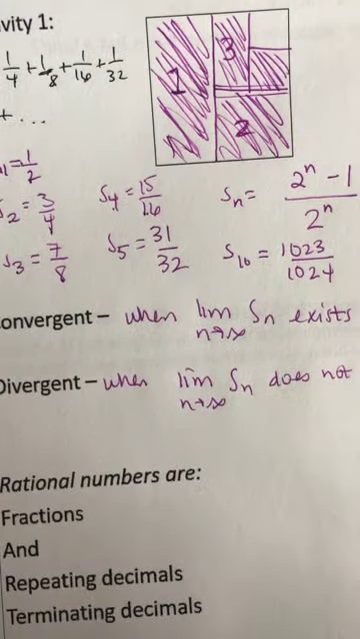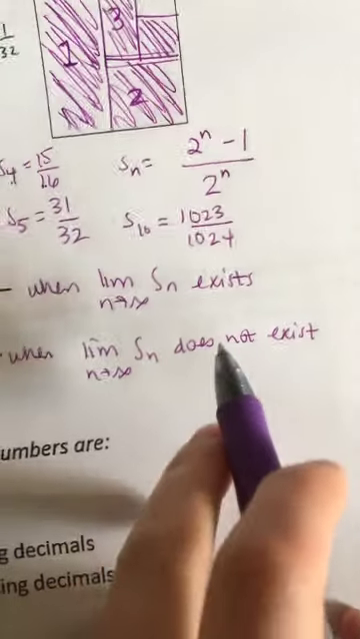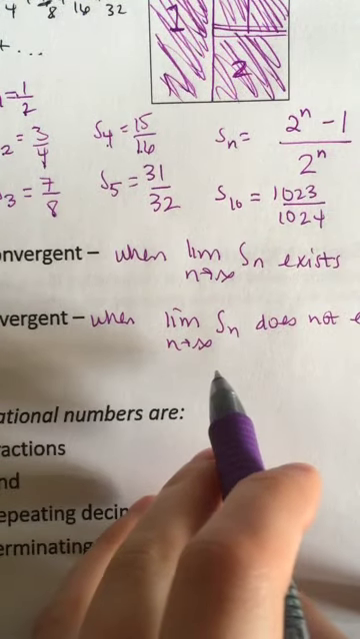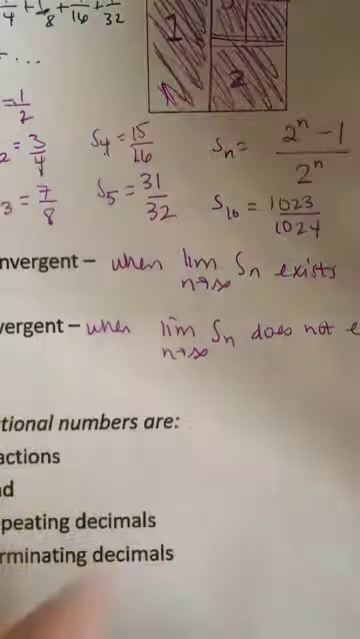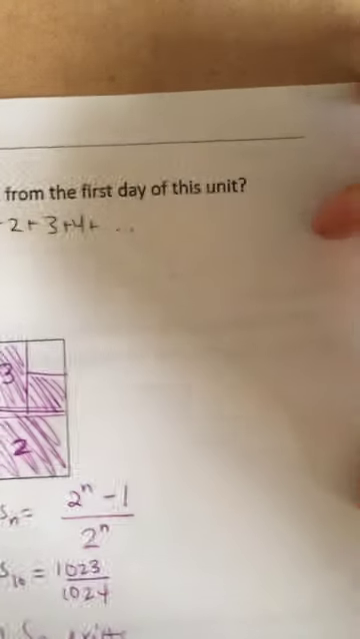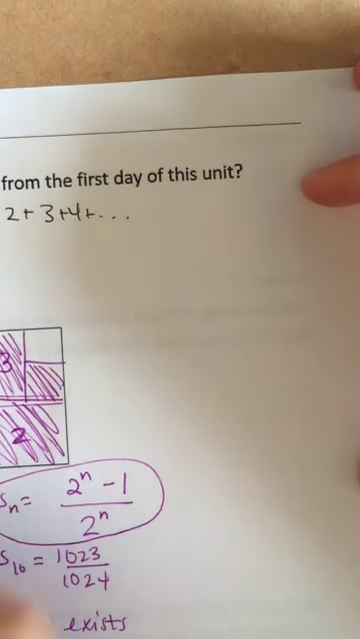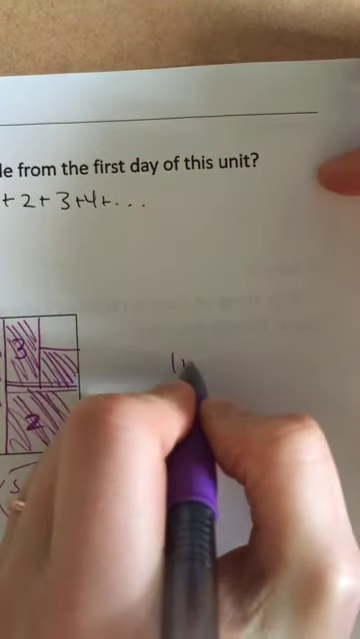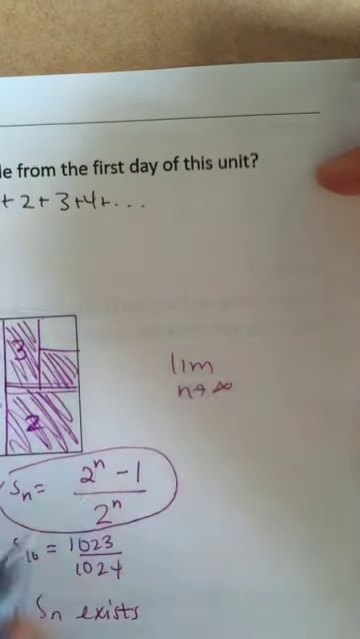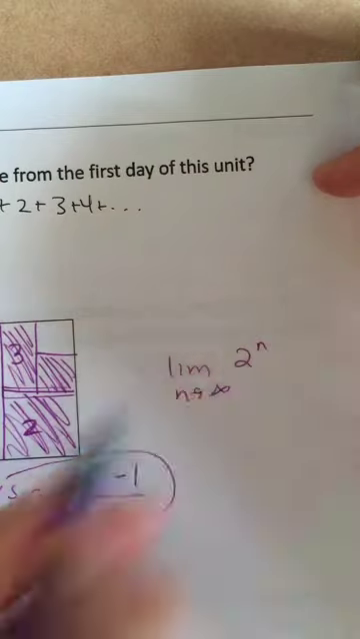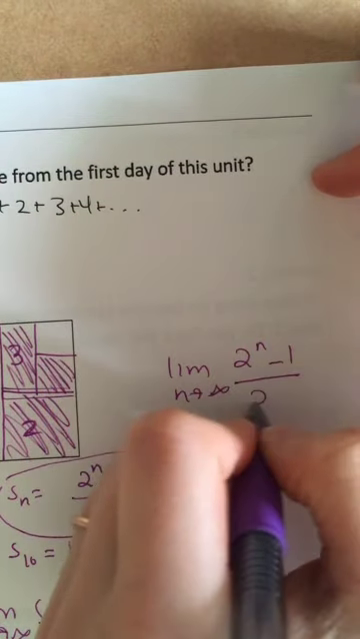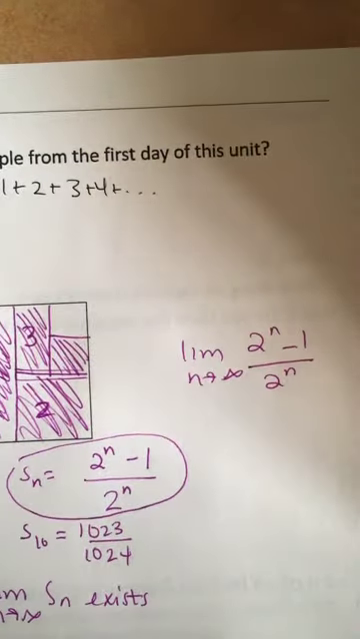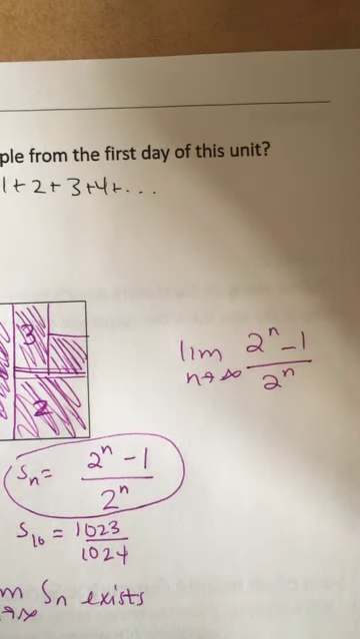All right, so convergent is when the limit of your summation or your series exists. Divergent is when the limit does not exist for it. So if we were looking back at activity 1, this is our general series. If I said limit as n goes to infinity of 2 to the nth power minus 1 over 2 to the nth, if I want to look at this and say, does it converge or does it diverge?